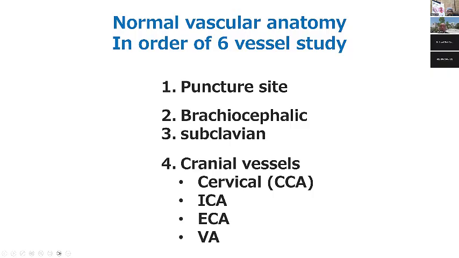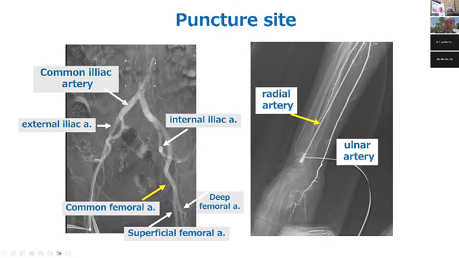Okay, I'll talk about the puncture site. Classically, the transfemoral approach was the mainstream of catheter angiography. On the left side, you can see the anatomy of the transfemoral approach. The deep femoral artery and superficial femoral artery merge to form the common femoral artery, continuous to the external iliac artery and common iliac artery. And the most popular puncture site for cerebral angiography is the common femoral artery at the level of the head of the femoral bone.